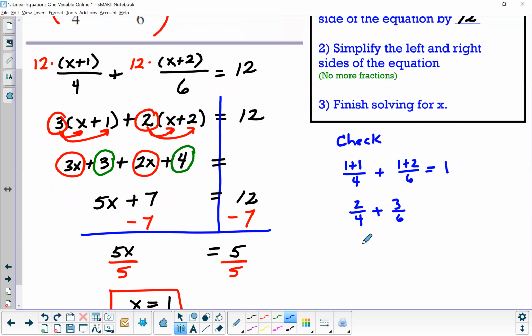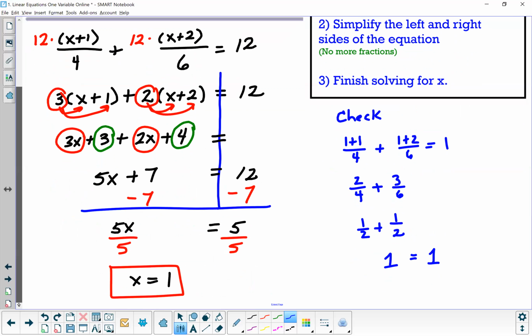So 2/4 is actually 1/2. 3/6 is actually 1/2. So 1/2 plus 1/2 is 1. All right, and 1 is equal to 1. This is a true statement. So therefore, x equal to 1 is a solution. Okay, and in this case, it's the only solution.